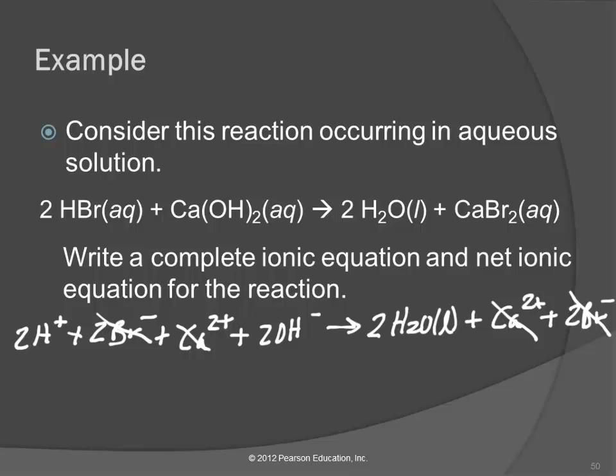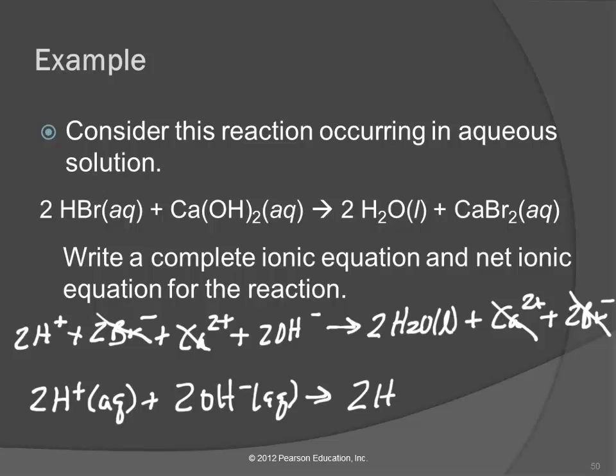So now I'm going to copy down the things that are left, and I'm going to include the state symbols here. 2H plus, that's aqueous, plus 2OH minus, that's aqueous. And that gives us 2H2O liquid. So that is a net ionic equation.